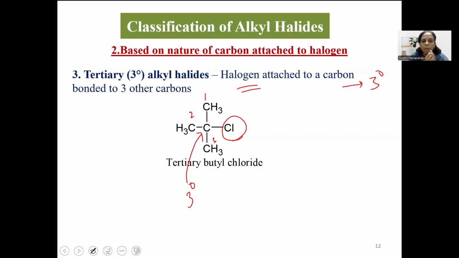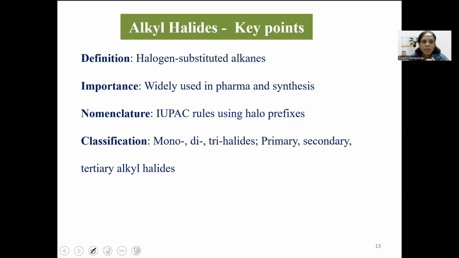So this is how, depending on the nature of carbon to which halogen is attached, they are further classified into primary, secondary and tertiary alkyl halides. So all these three are the subclasses for monohalides. So alkyl halides are nothing but halogen substituted alkanes. That means we get alkyl halides upon replacing either one or more number of hydrogens in the structure of alkanes. And they are widely used in pharma industry and also in organic synthesis.